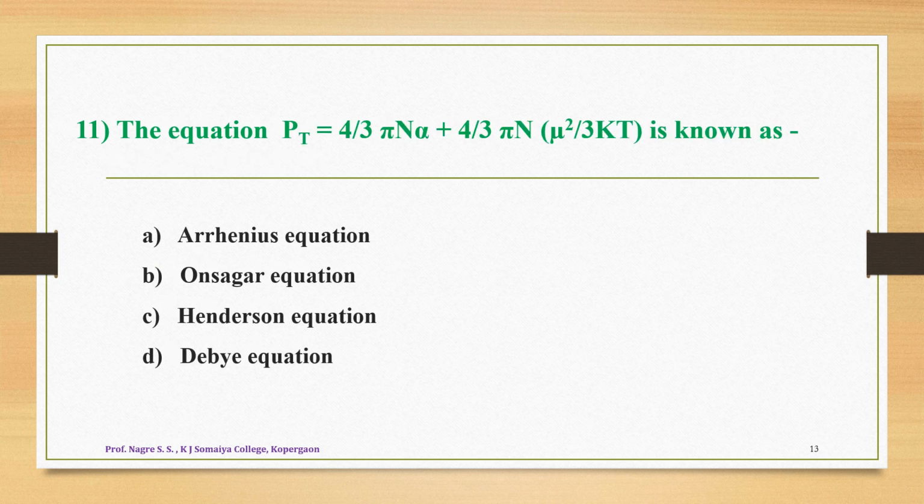The next question is question number 11, and the question is, the equation total polarization is equal to 4 by 3 pi n alpha plus 4 by 3 pi n mu square upon 3 kT is known as, and the options are Arrhenius equation, Onsager equation, third is Henderson equation, and option 4 is Debye equation. The correct option for this question number 11 is option D, that is, it is called the Debye equation.